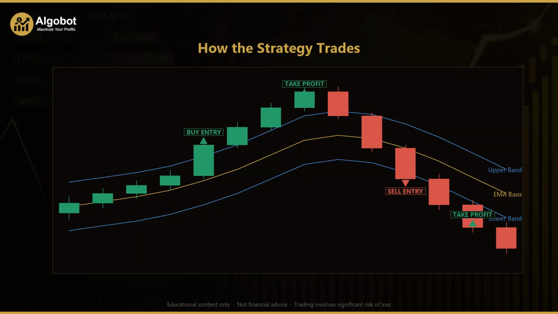So in one clean sequence you've seen both halves of the strategy, a fresh break above the upper band with a rising EMA for the long, and a fresh break below the lower band with a falling EMA for the short. Same rules, same risk framework, just mirrored. And remember, this is a simplified illustration to show the logic. Real markets are far messier, breaks can fail, and losses are a normal part of trading any approach like this.